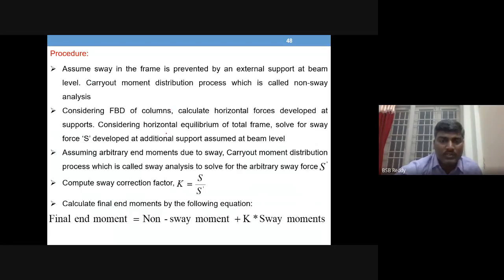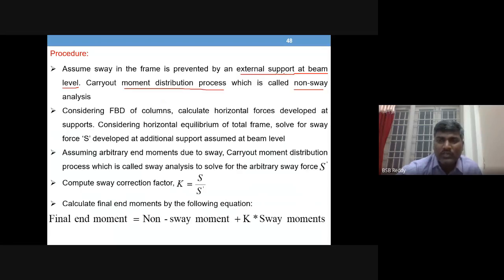So the procedure is just being given. We will just discuss the procedure, then we'll practice a problem here. So assume sway in the frame is prevented by an external support at beam level. Okay, so assume sway in the frame is prevented by an external support. Carry out moment distribution process.